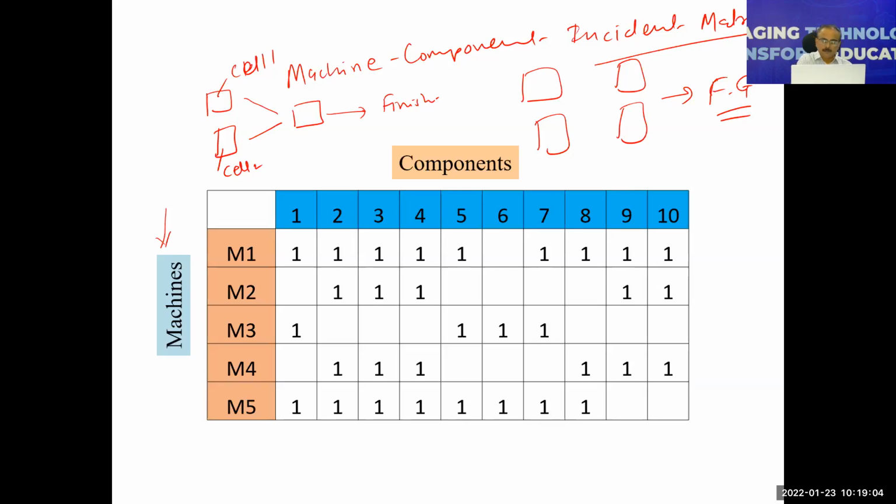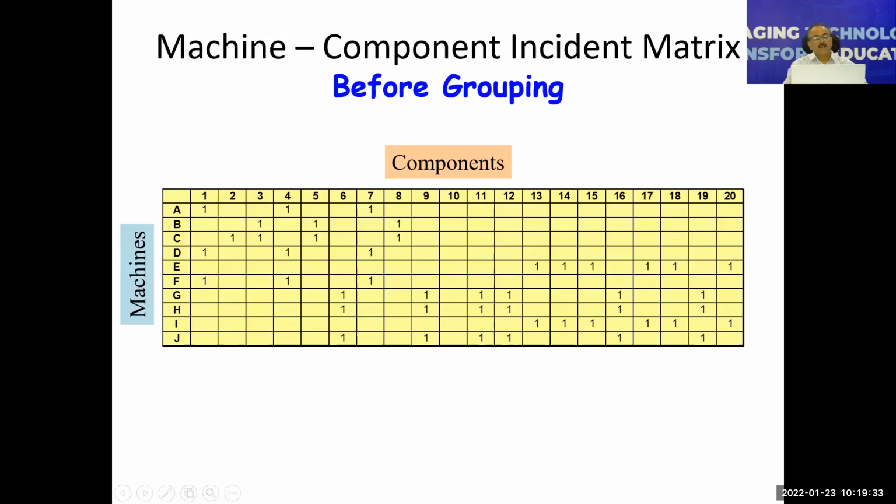Okay. So for example, look at this particular situation wherein there are 5 machines, and each machine has a different set of components that it needs to process. So what can we do in this situation? We can see how to club the different components so that they can be processed by a group of machines. If there is no grouping, and you look at the machine component incidence matrix, you can see there is a wide gap between the different components that need to be processed on the different machines.